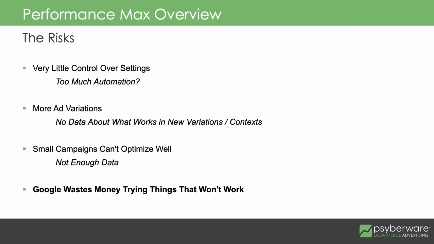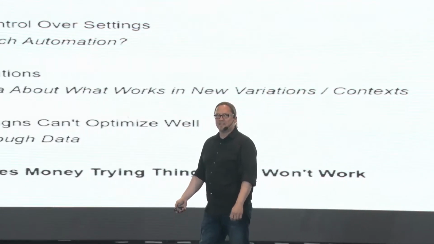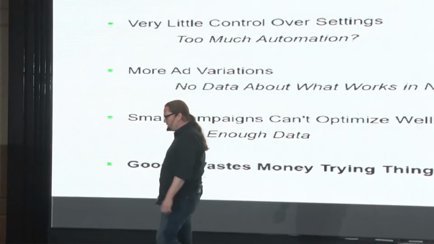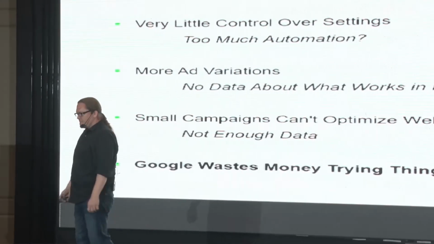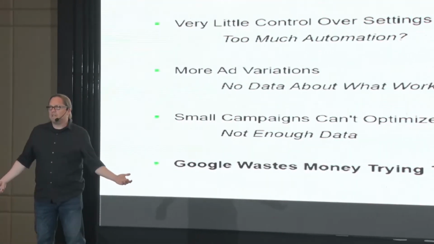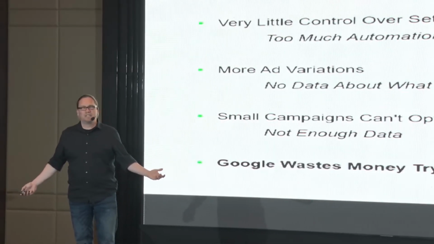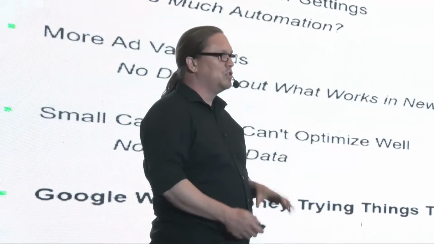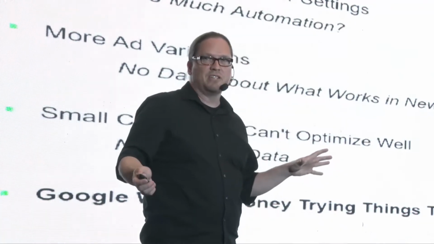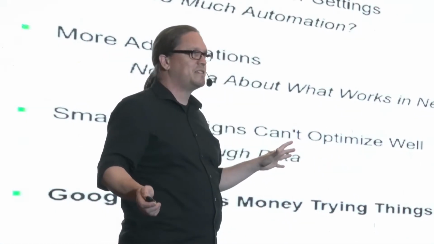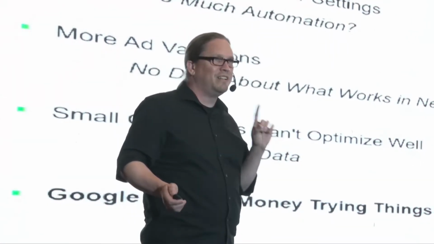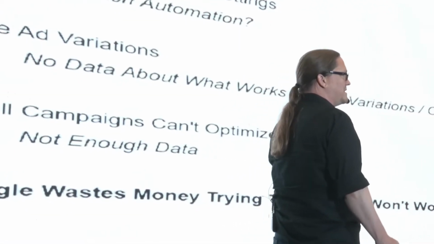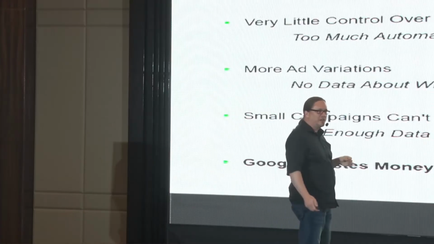Automation can be great. Automation can come with some significant problems. Since we have very little control over the settings, when something goes wrong, we can't fix it, right? More ad variations. If Google's trying all sorts of combinations of assets in all sorts of different places across the internet, that means they're trying a lot of things that are never going to work. They might make a lot of mistakes before they hit on the things that are actually going to perform well.